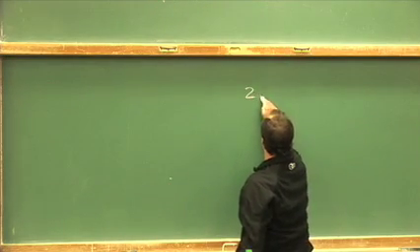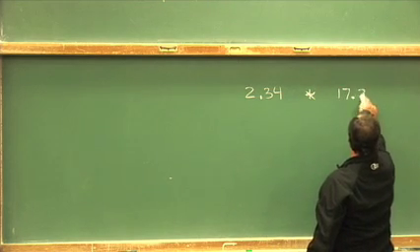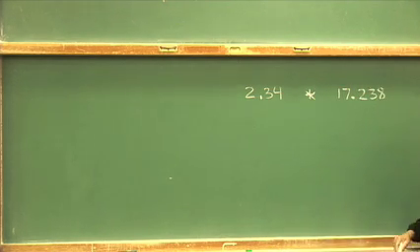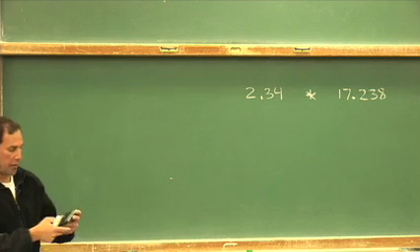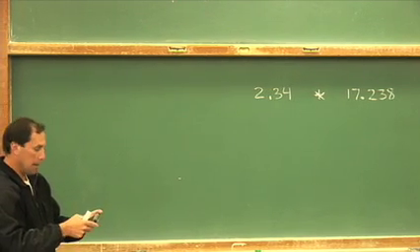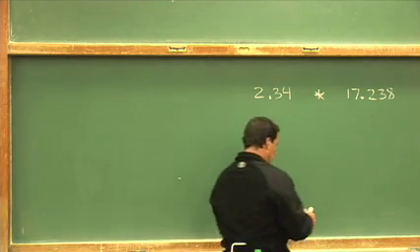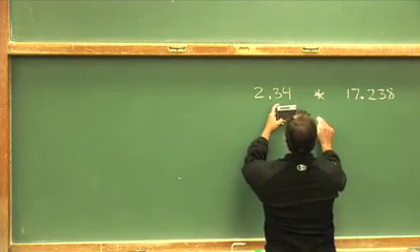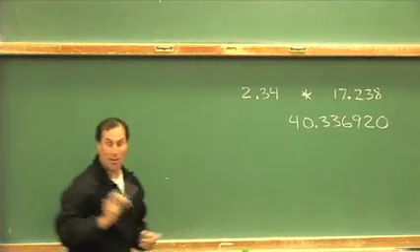I'm going to take two numbers, 2.34, and multiply them by 17.238. These might be centimeters for a measurement of an area. Might be something else. They might be time units or something. On my calculator, I'm going to get an answer, and my calculator is not helping me out with significant figures. I enter 2.34 and multiply it by 17.238, and my calculator returns the value of 40.336920. That's what my calculator is telling me.